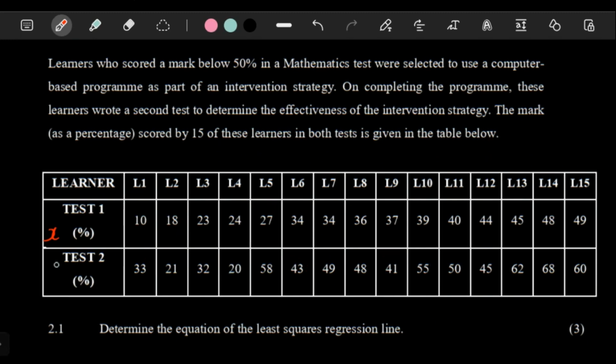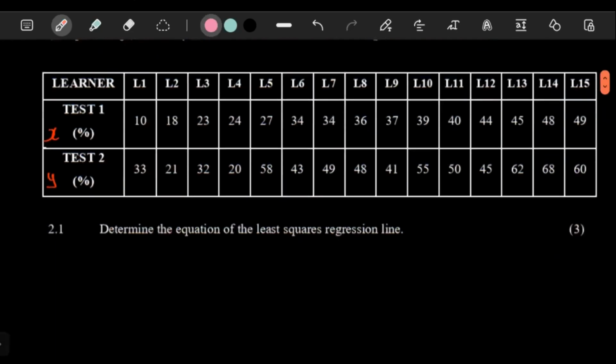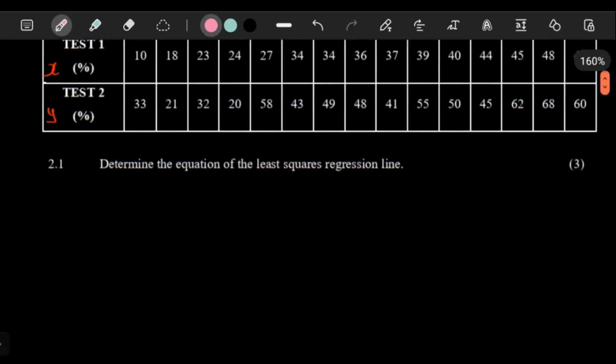The rest, it looks like they went higher. So this represents X, this represents Y. And the idea here is, it says determine the equation of the least squares regression line. So your equation of the least squares regression line is this equation: Y is equal to A plus BX.